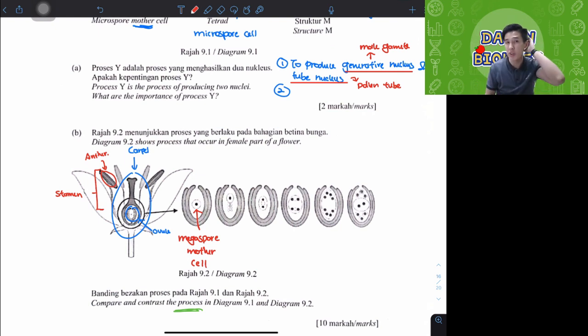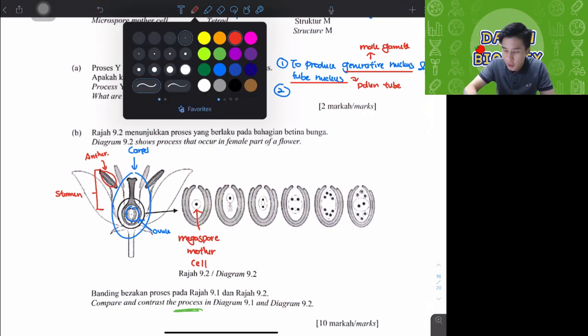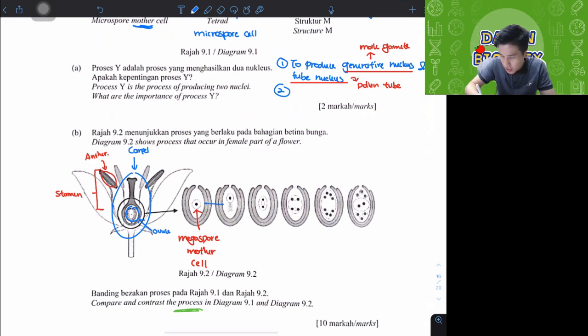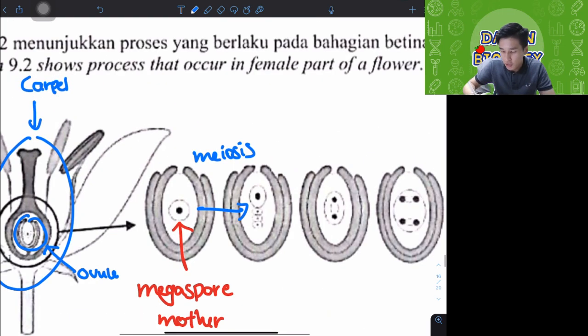Now, as always, just like in humans, the female always has something slightly more special. After meiosis here, you have 4 cells. However, 3 of them will degenerate, leaving only 1.